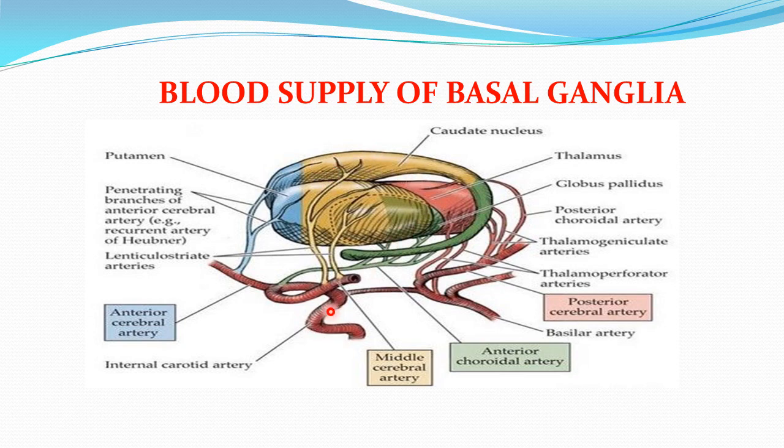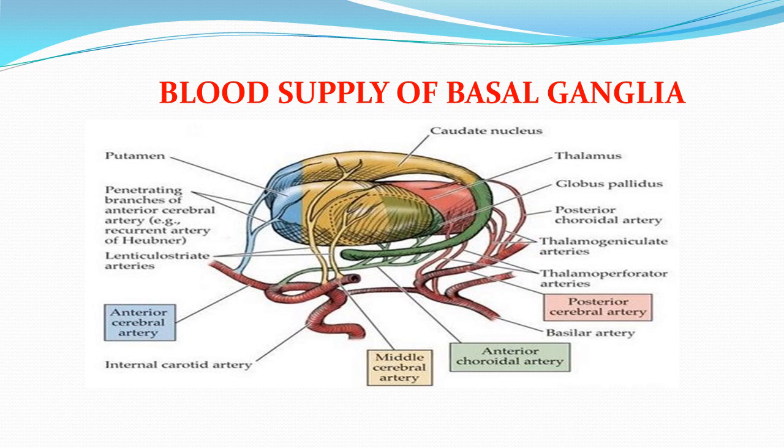The third one is the internal carotid artery. The branch of the internal carotid artery is known as the anterior choroidal branch. It supplies the posterior part of the putamen, the globus pallidus, and the tail of the caudate nucleus. Anterior choroidal artery, a branch of the internal carotid artery. Some branches from the posterior cerebral artery supply the thalamus and also the basal ganglia.